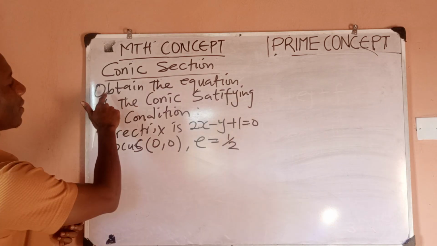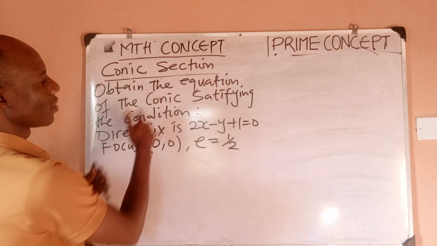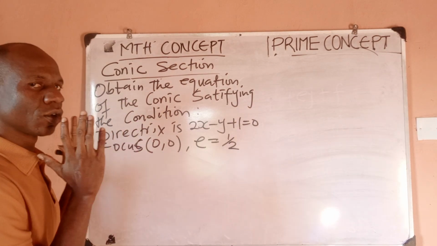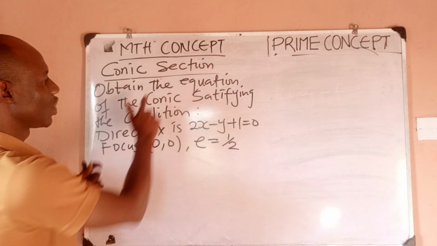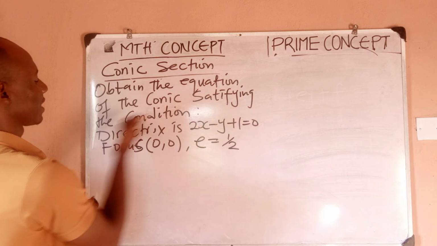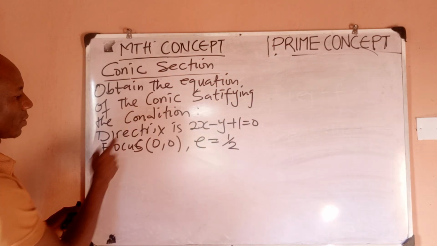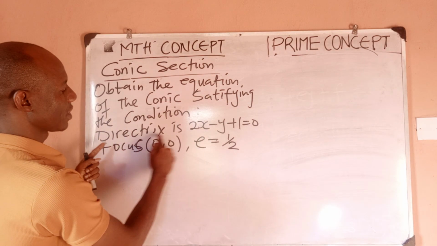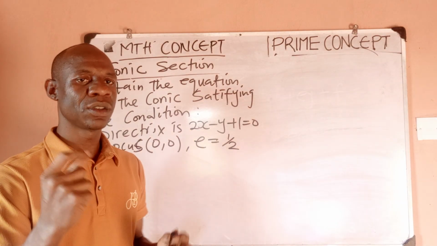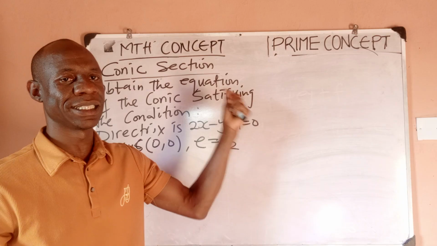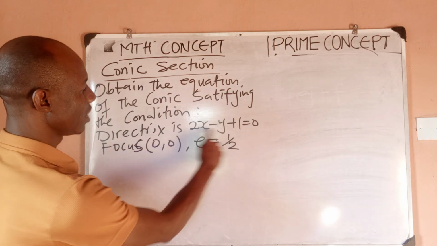Now the question says, obtain the equation of the conic. So obtain the general equation, with no specification whether parabola, hyperbola, or ellipse. So obtain the general equation of a conic that satisfies the condition. And what is the condition? They gave us the directrix. Remember when I earlier gave the diagram, I told you that the directrix is a line. So they have given us the equation of that line.